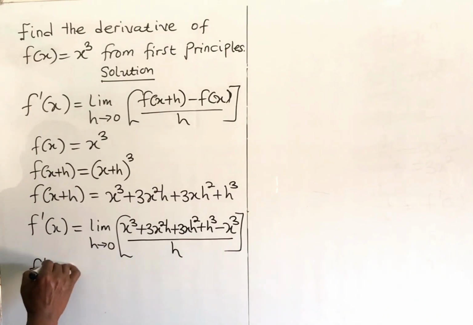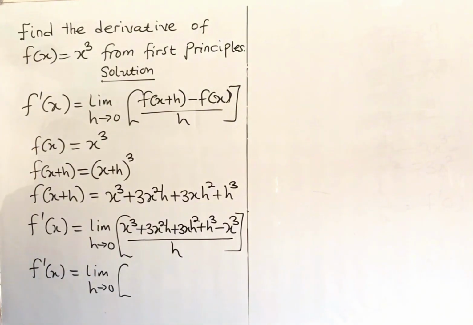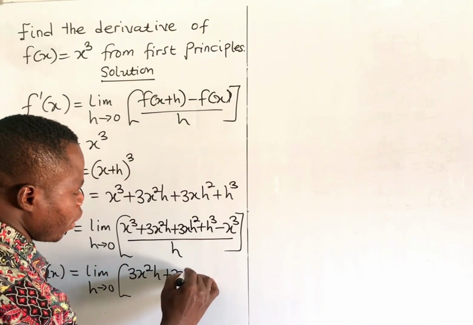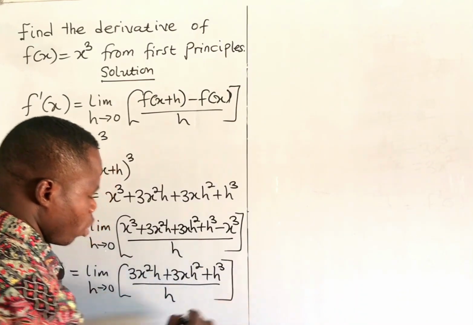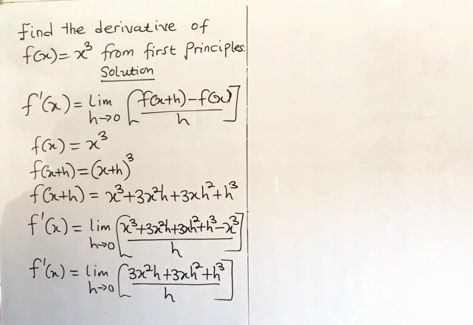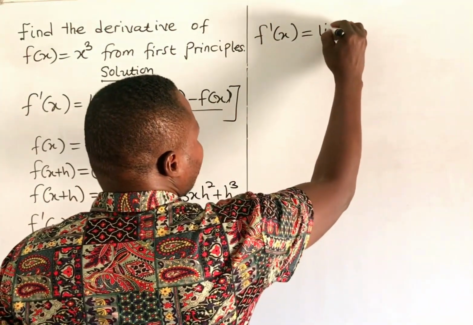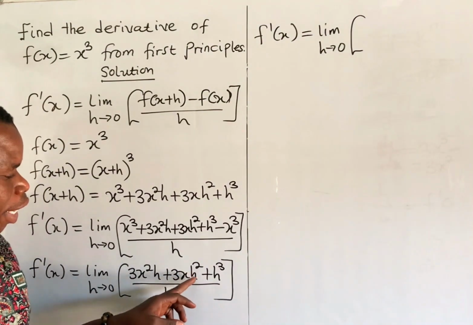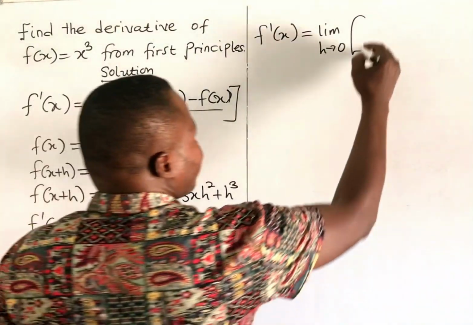To continue, my f prime of x will be equal to the limit value of h approaching 0. Here, x cubed minus x cubed is 0. It will go away. Then we have 3x squared h plus 3x h squared plus h cubed all over h. And I'll close it. To continue, I'll have my f prime of x to be equal to the limit value of h approaching 0. Look at this, please. We have h here, h squared here, h cubed here. That means that h is a common factor. Then we can factorize it outside. So I'll have h outside.